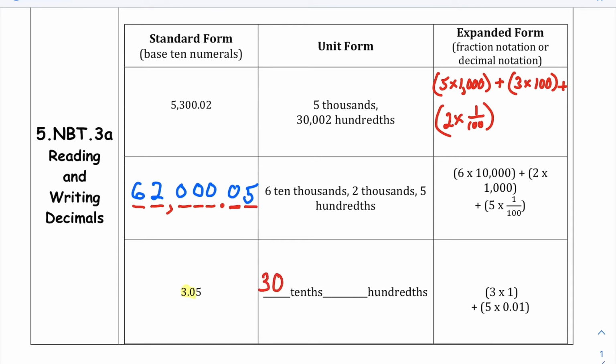Now, I have to use 30 because I don't have any ones to build my number out of, so I need to turn all those ones into tenths. Now, I have 5 hundredths remaining, so 5 hundredths. So this is a version of unit form that would match that standard form.